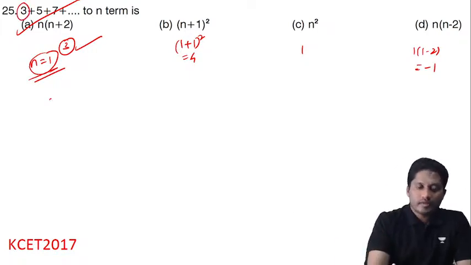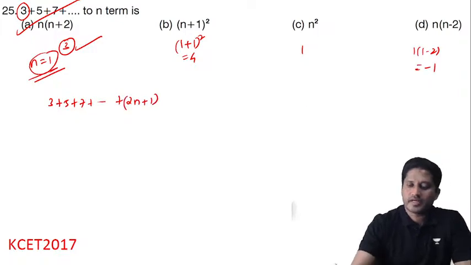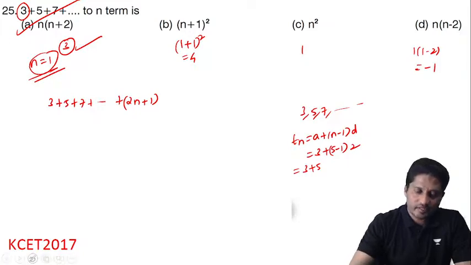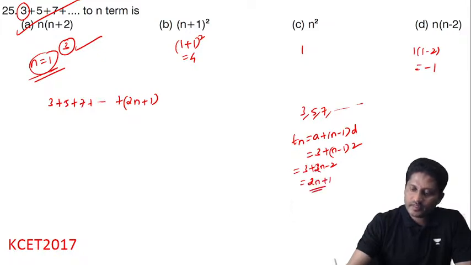Now if you want to do the problem, write 3 plus 5 plus 7 and so on. Obviously the last term is 2n plus 1, because this is an AP, right? 3, 5, 7 and so on. You calculate the nth term. Nth term of an AP is a plus n minus 1 into d, which is equal to 3 plus n minus 1 into d. Difference is 2, so it becomes 2n plus 1 as the nth term.